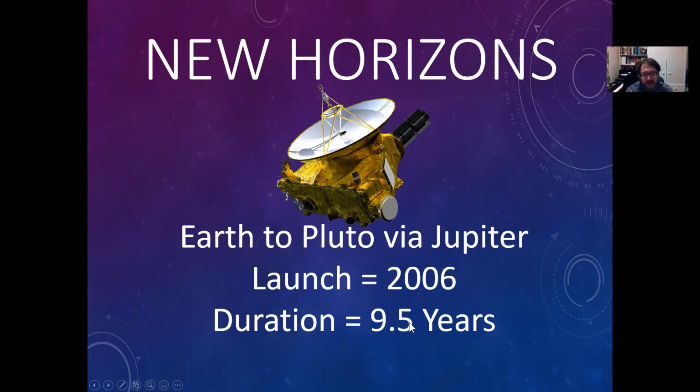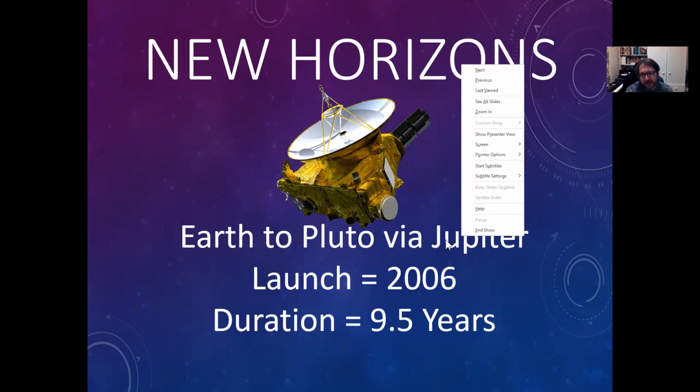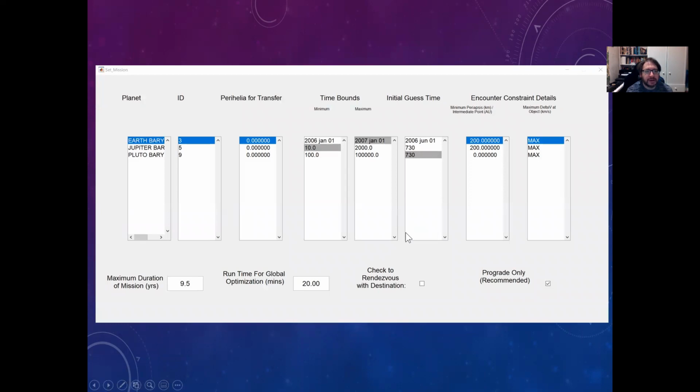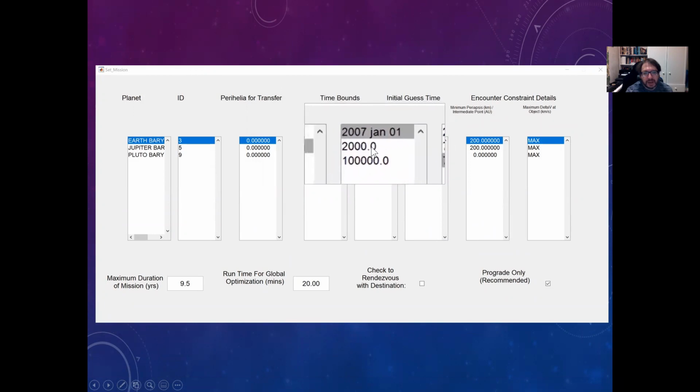You think what OITS does, it tries to minimize delta V. That means the mission duration could be quite long and extended. So we want to constrain that to make sure that we have reasonable mission durations. So now let's see, pointer working again. These are the various parameters which we specify. New Horizons launched in 2006. So the earliest launch date is January the 1st, 2006. The latest launch date is 2007, January the 1st.